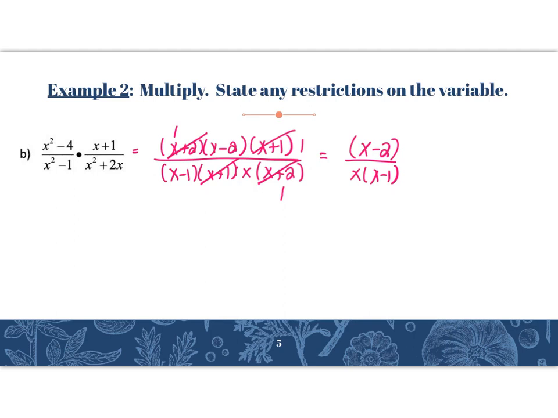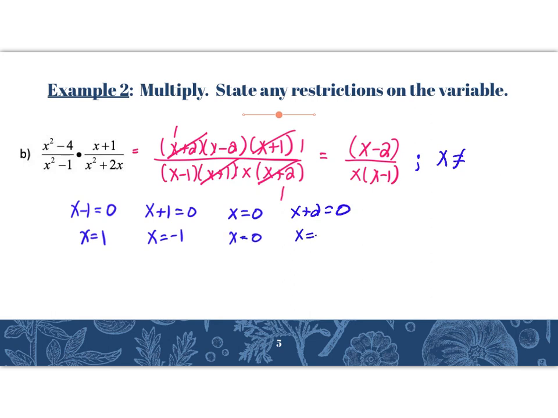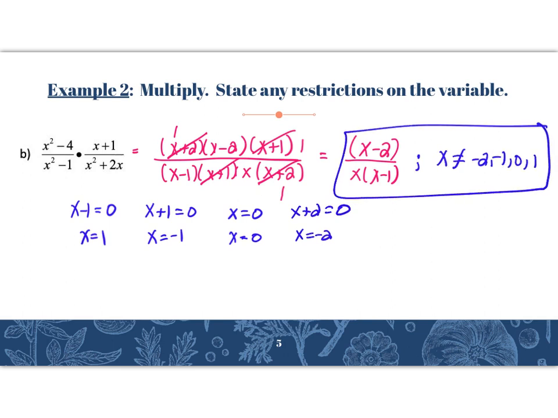And then we have to think about our restrictions. So what can x not be? Well, look at my factors in the bottom. I had x minus 1, x plus 1, x, and x plus 2. So we have to set all of those equal to 0. So this gives me x equals 1. This gives me x equals negative 1. I already got x equals 0 from this, and then x equals negative 2. So x can't be negative 2, negative 1, 0, or 1, because those would make your denominator 0.